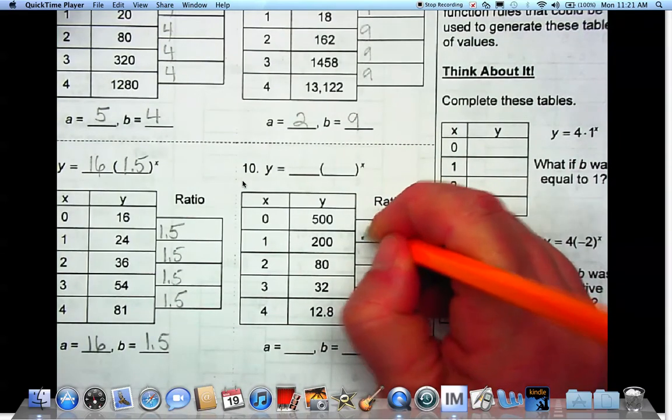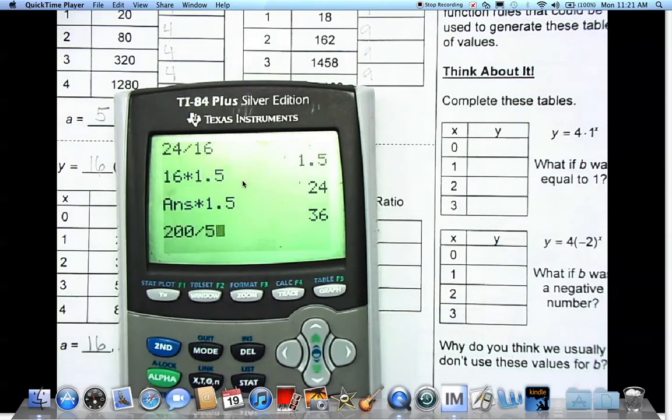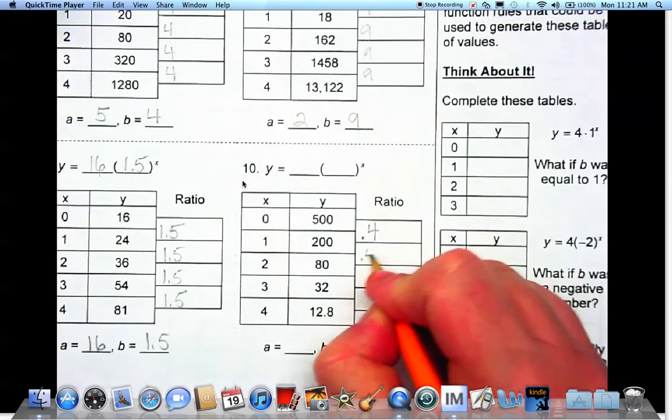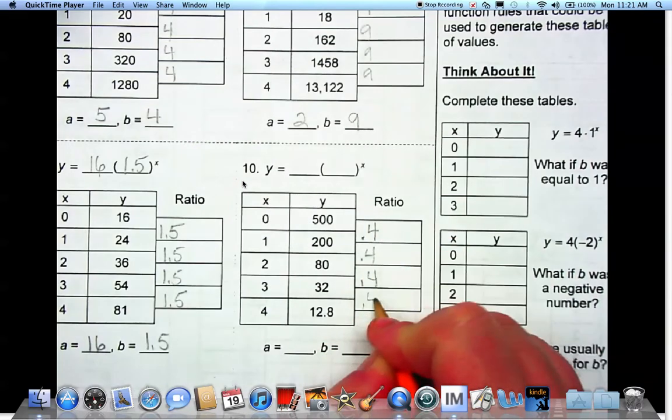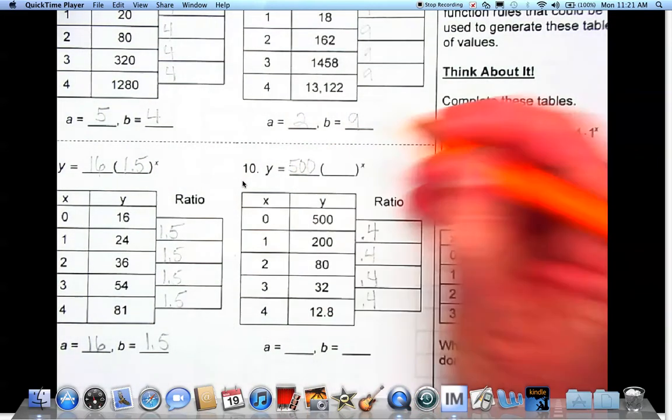Did y'all figure out the last one? Is it 0.4? Yes. 200 divided by 500. Okay. So, A is what? 500.